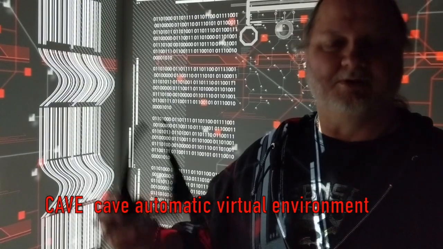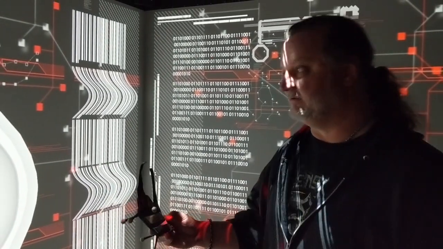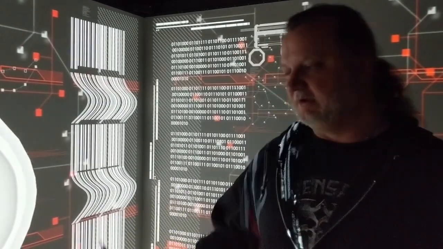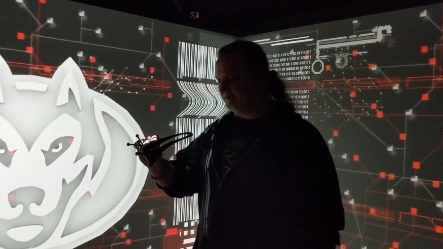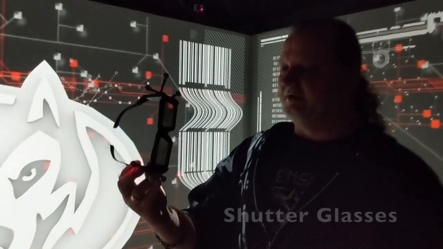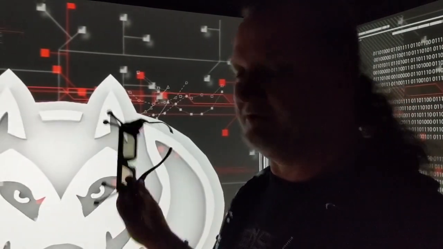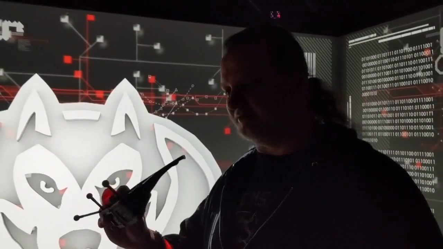So this is our large-scale immersive visualization system. It is a VizBox C4. It has 3 walls and a floor for a total 4-screen system. Rear projected, active stereo. We're using these type of shutter glasses that are RF linked to the system, and all 4 displays are synchronized together through the one computer that's driving it.